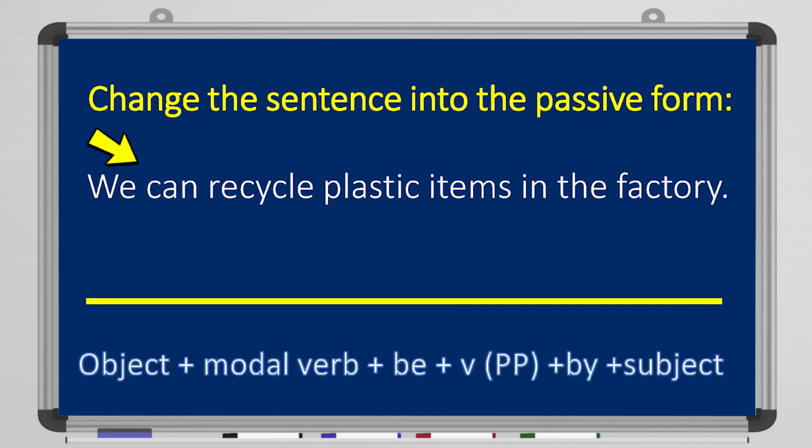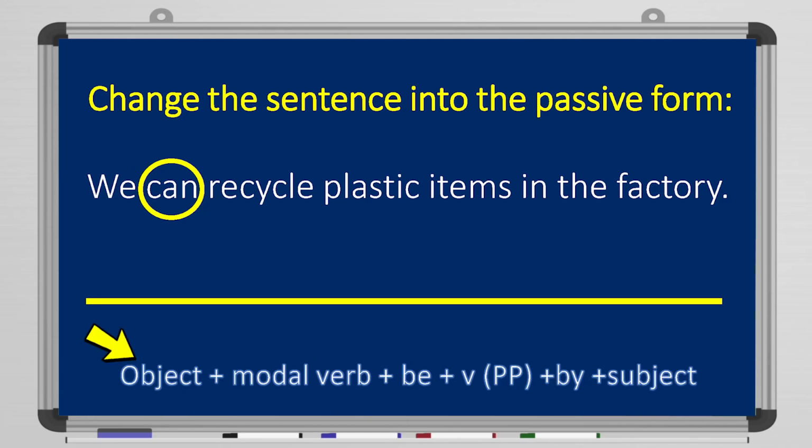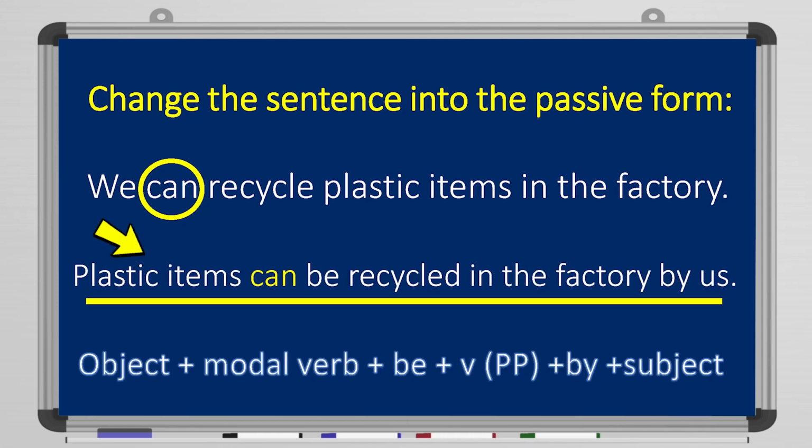Let's look at the first example. We can recycle plastic items in the factory. All you have to do if you get stuck is to simply find the parts of the sentence. Where's the subject? Subject is we. Where is the modal verb? Is it present? Yes, it's can. Where is the verb? The verb is recycle. What can we recycle? The plastic items. These are our objects. So we start with them. Plastic items can. If there is a modal verb, what do we add? We add be. Plastic items can be recycled in the factory by us.